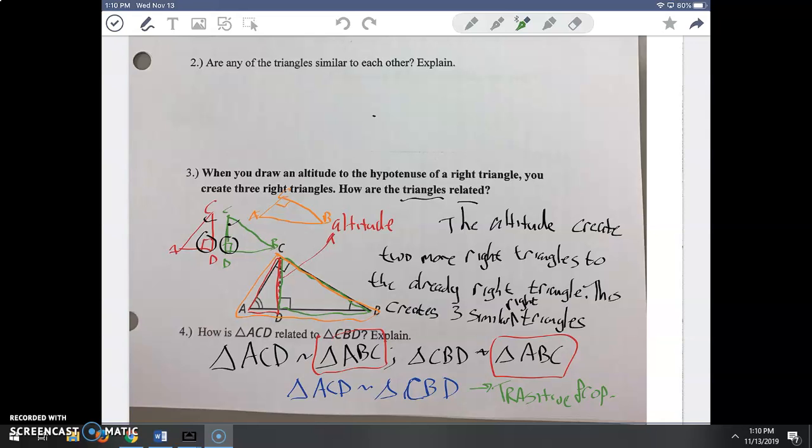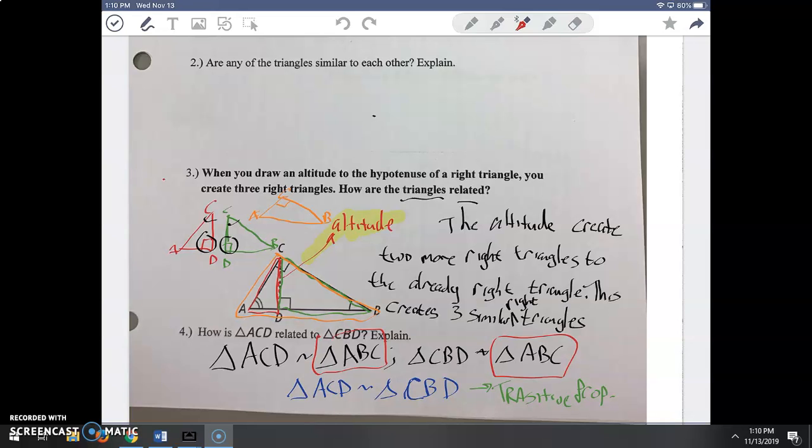the answer to this first one says, when you draw an altitude of the hypotenuse of a right triangle, you create three right triangles. I showed you that right here. The altitude is that middle dotted line, and I created three new triangles with that. I have a red one, a green one, and an orange one, and I recreate them over in the top left-hand corner.